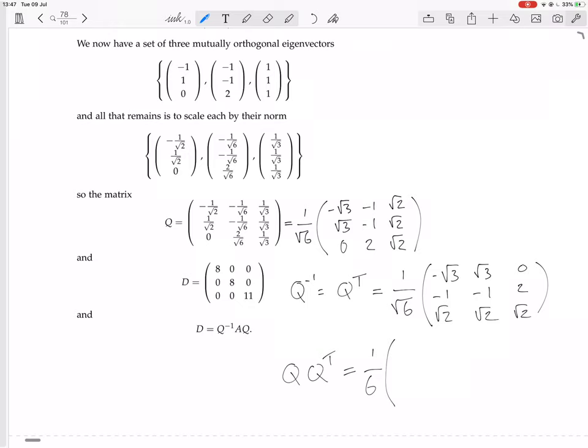we're going to have what? We're going to have 2 times root 3. No, not 2 times root 3. We have root 3 squared, so 3, plus root 3 squared, so 3. So we have 6. Okay. Next entry, we have minus 3 plus 1 plus 2. Yeah, 0. Next entry, minus 2 plus 2, 0. Next entry, we have minus 3 plus 1 plus 2, 0.